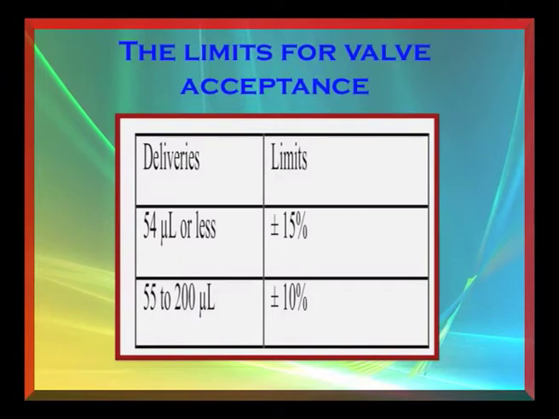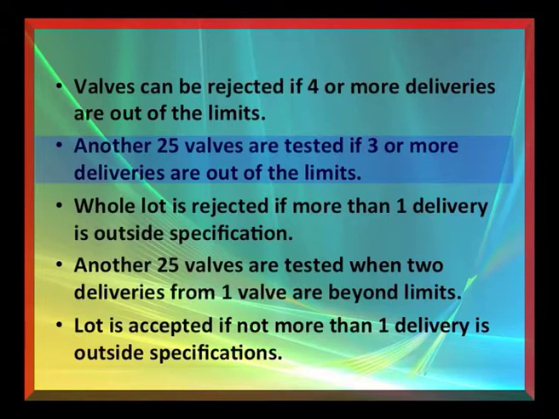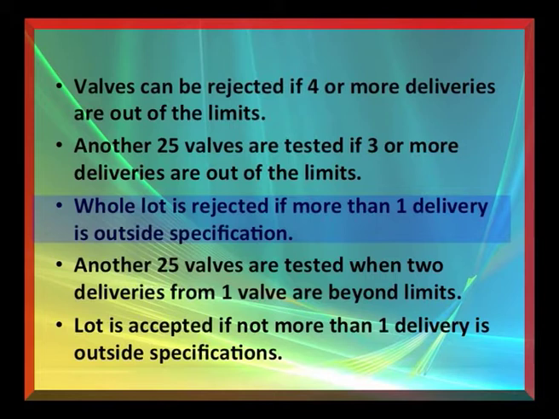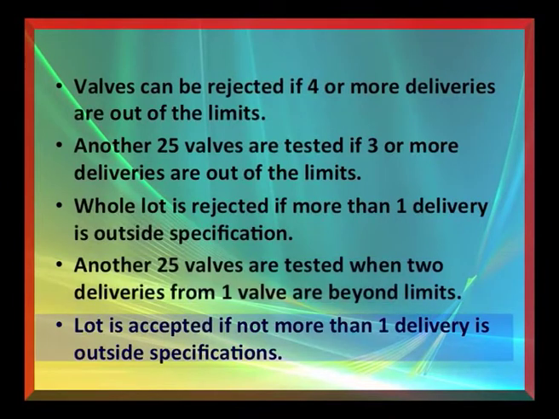The limit is, if the delivery is 54 microliter or less, the limit is plus minus 15%, and if it is 55 to 200, the limit is plus minus 10%. Now move towards if the delivery is for 50. For 50 deliveries, valves can be rejected if 4 or more deliveries are out of the limits. Another 25 valves are tested if 3 or more deliveries are out of the limits. Whole lot is rejected if more than one delivery is outside specification. Another 25 valves are tested when 2 deliveries from one valve are beyond limits. Lot is accepted if not more than one delivery is outside specifications.